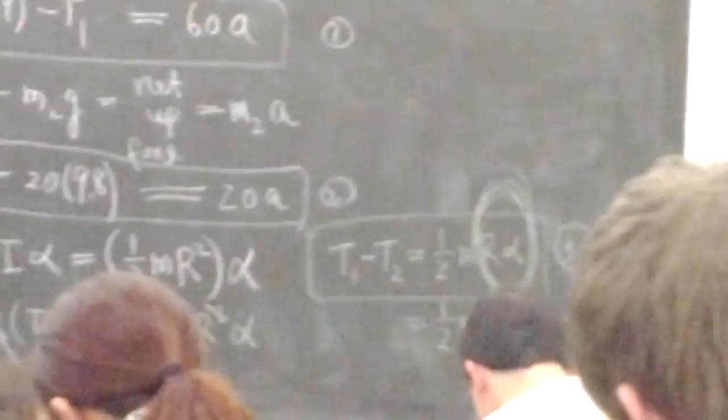But M is what? M is 30. So 1/2 of that is 15A. Okay. So 1, 2, and 3. And all we have to do is solve the 3 equations for the 3 unknowns.